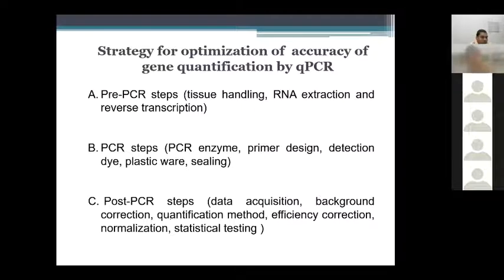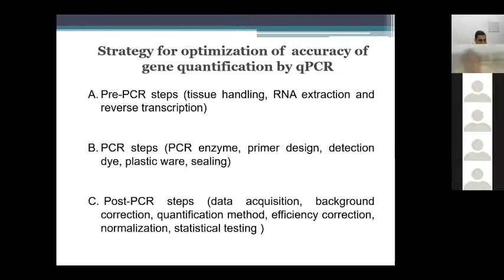Now we know what the different methods are, how PCR and qPCR work, and about primer designing and everything. Now, how can we optimize the accuracy of gene quantification by qPCR? So the strategies: each and every step in this PCR reaction is important. So what important things should we keep in mind during the pre-PCR step, PCR step, and post-PCR step?